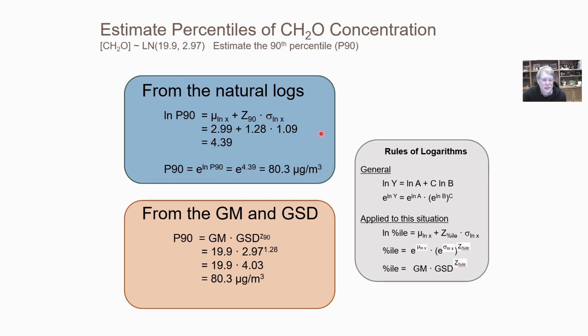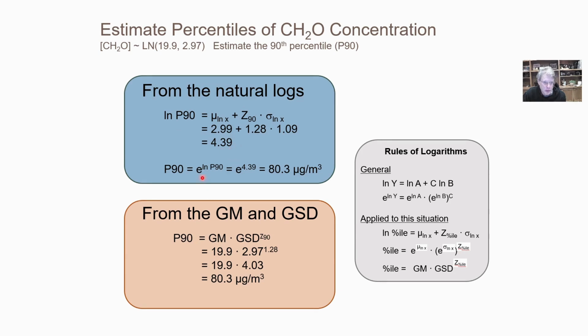as you would apply for raw data, except at the end you have to exponentiate your result. So we could estimate the 90th percentile of the logged values as the mean of the logs plus the standard deviation of the logs multiplied by the z-score for the 90th percentile, which is 1.28. We plug in the values for the mean and the standard deviation of the natural log of x from the prior slide, and we get the log of the 90th percentile is 4.39.